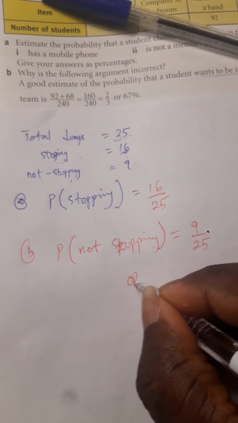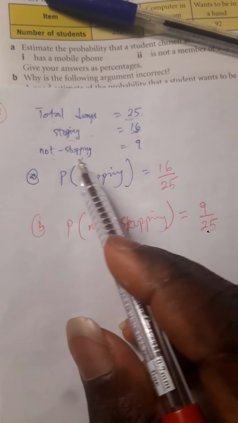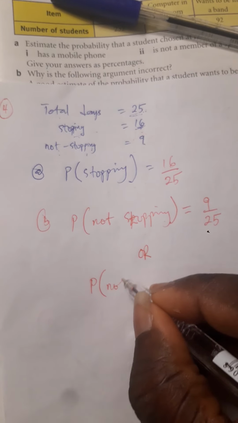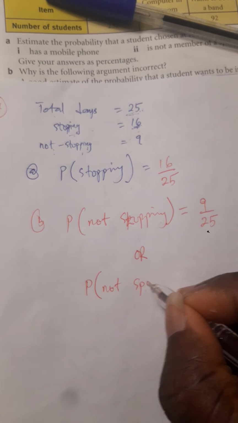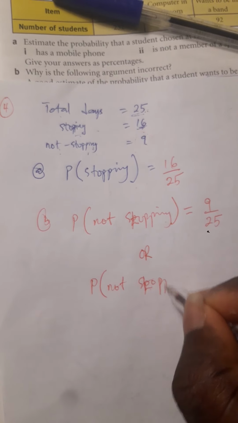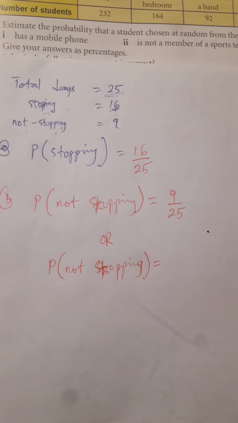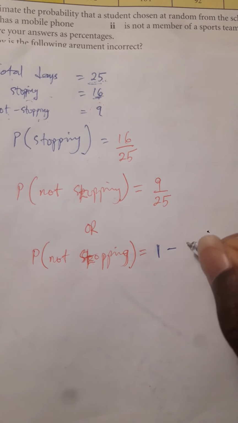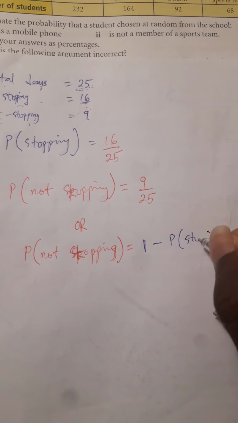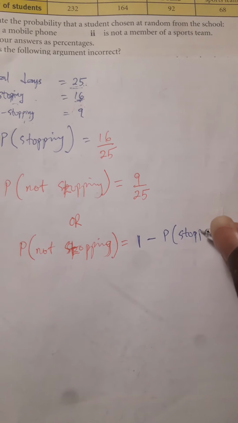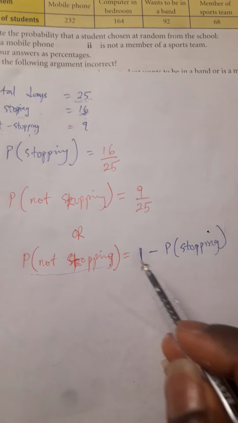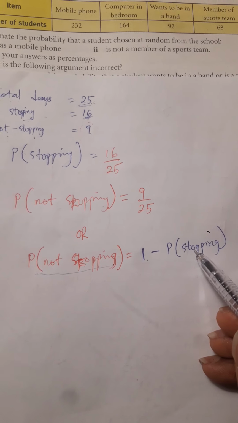Or you can also use another method. Now probability of not stopping means what? Not stopping means what? Stopping. Probability of not stopping means what? 1 minus probability of stopping. I think you are now understanding what I mean. Probability of not stopping means what? 1 minus probability of stopping.